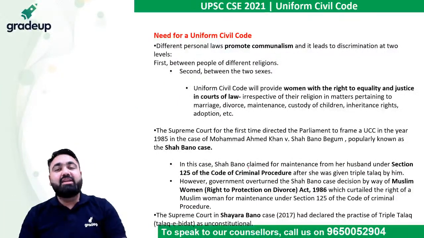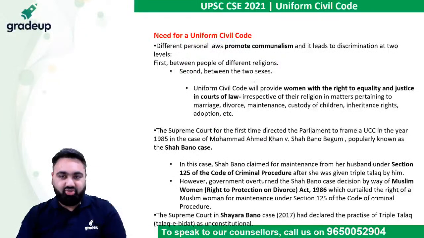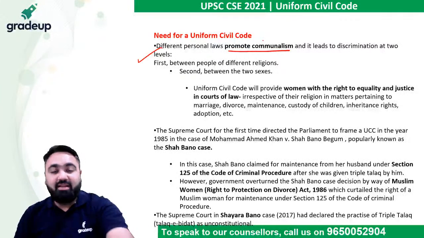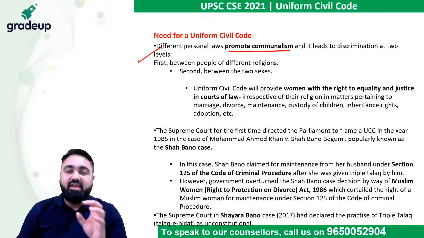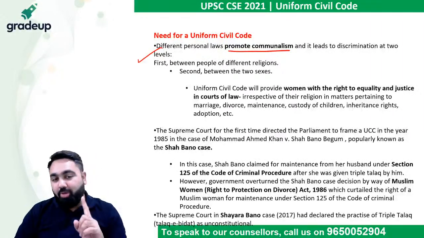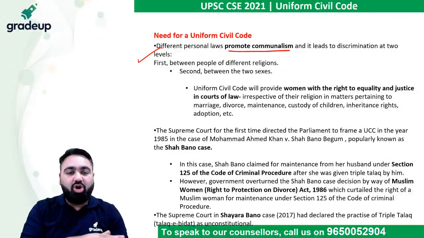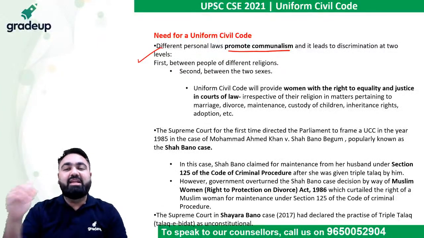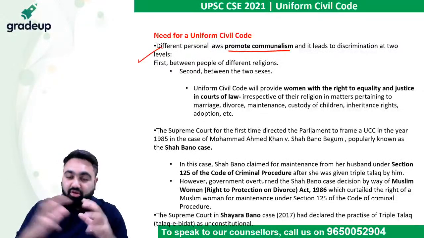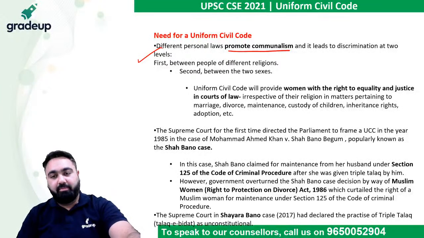Now, what exactly is the need for a uniform civil code? Number 1, it promotes discrimination. We have different laws for Hindus and Muslims, so it promotes discrimination and communalism. One other thing you have to understand: every religion in India has one thing in common. Their laws are biased against women. It can be the Hindu laws, the Muslim laws, any religious laws. So a uniform civil code would also allow equality and respect to women.